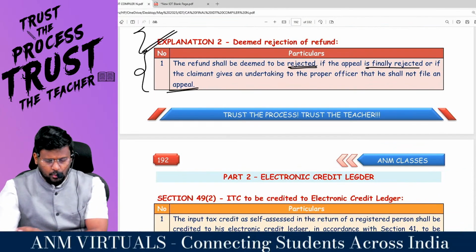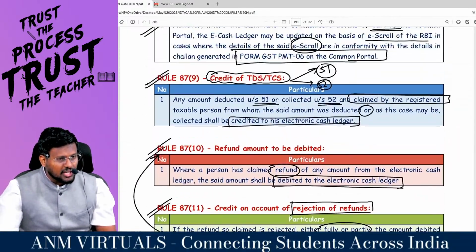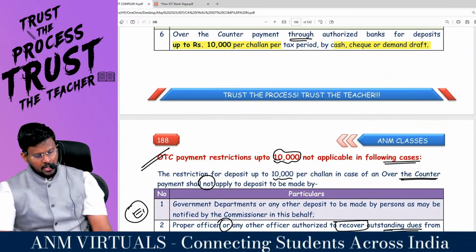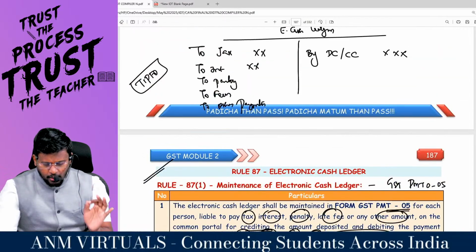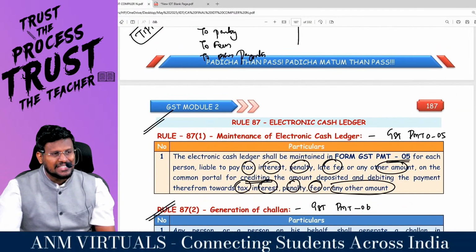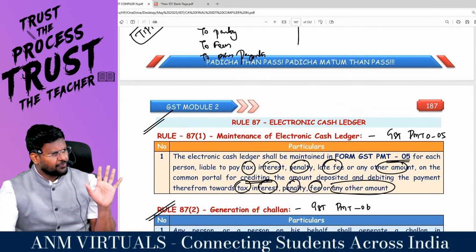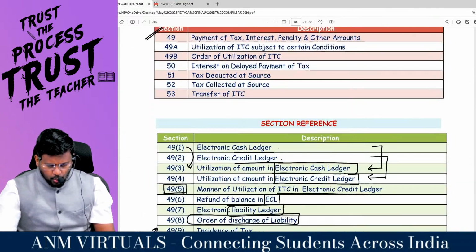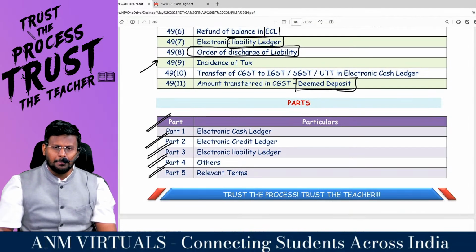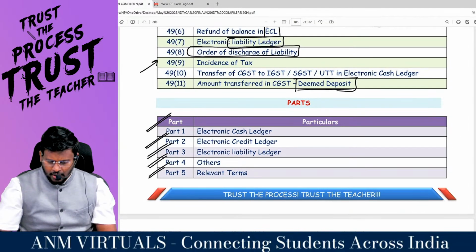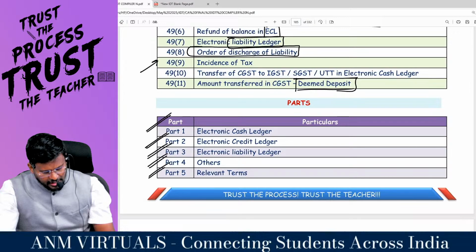This many things we have to talk about regarding the electronic cash ledger. Basically, one rule we are doing in detail, rule number 87. The sub rules and all, don't worry at all. This chapter, how we are going to study, we are going to study as 5 parts. Part number 1 is the electronic cash ledger. Part number 2 is the electronic credit ledger.